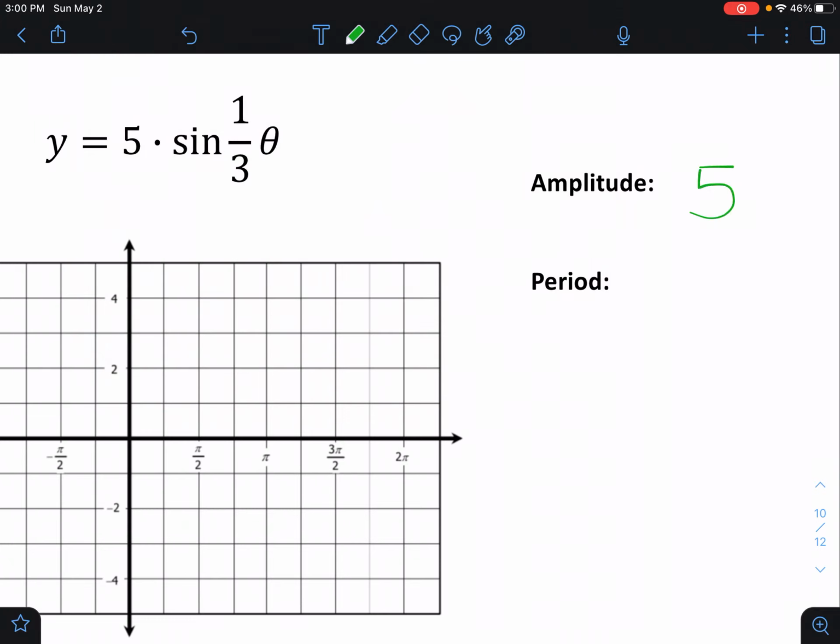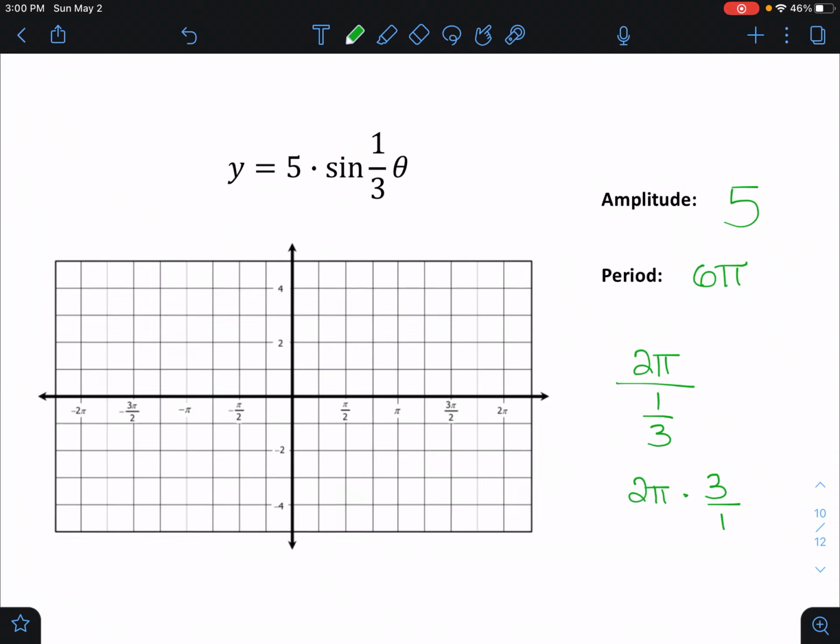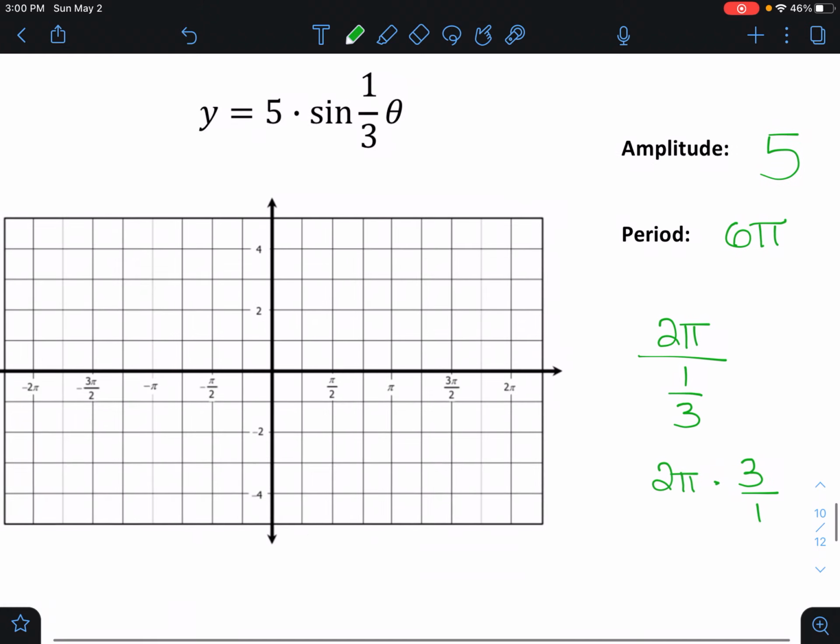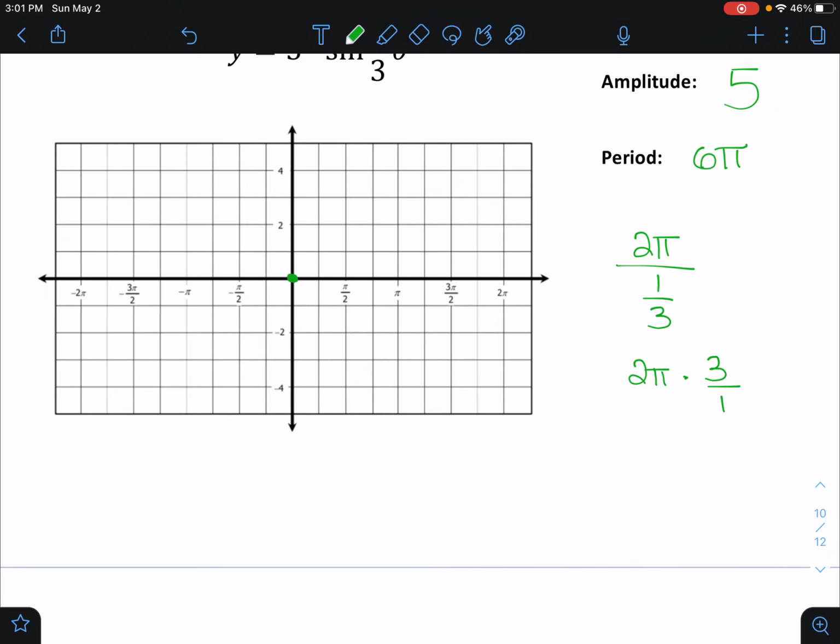My period, well, let's see, it's 2 pi divided by 1/3. Oh boy. So this is going to be 2 pi times 3 over 1. That's going to be 6 pi. Okay, so here I'm going to have a really big stretched out version, and that's okay. We'll figure it out. We know that sine starts at 0, and that's still going to be the case because if I multiply by 5, it's still going to be at 0. Now, sine, remember, goes like this.